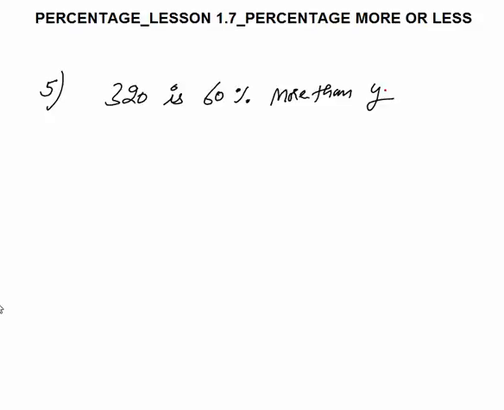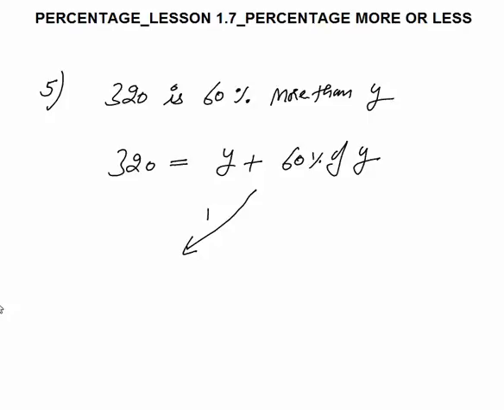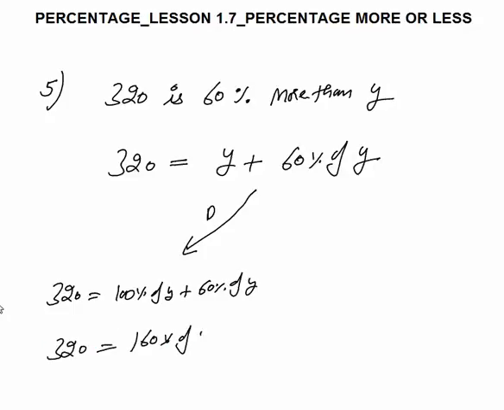Now question 5 is 320 is 60% more than y. We need to calculate the value of y. Can I say 320 is 60% more than y? That is y plus 60% of y. That will be the meaning of this. Now again you can apply the decimal or fraction method. The decimal way simply means that 320 is equal to y. We can always write a number as 100% of itself. So 100% of y plus 60% of y, you will get 320 is equal to 160% of y.